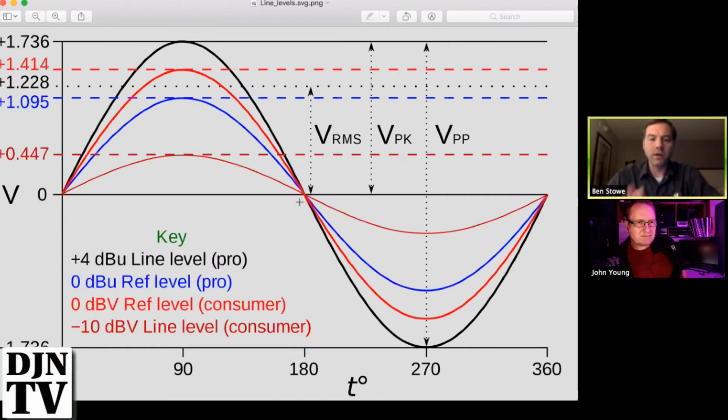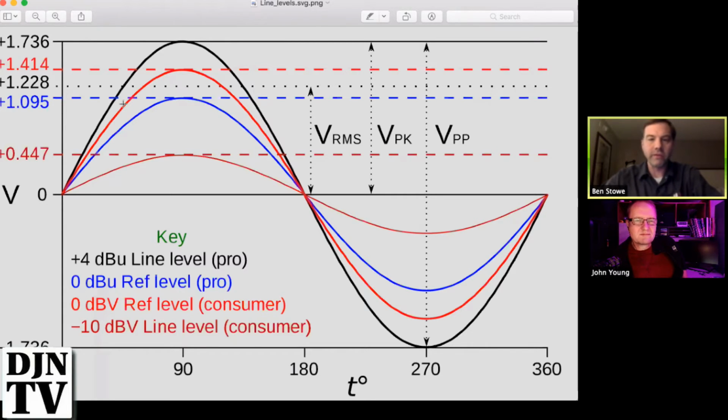And we're going to just focus on the black line and the maroon line because these represent our +4 and our -10. And again, you can see in the key of this graphic that it's indicated here as dBu, and it's indicated here as dBV. Okay. So let's just forget about all that confusing nonsense, and let's break it down into voltage. At the end of the day, it's voltage, okay? So what we can see is that the peak voltage of a pro audio signal is 1.736.